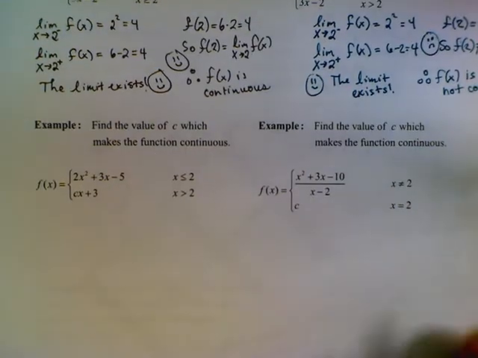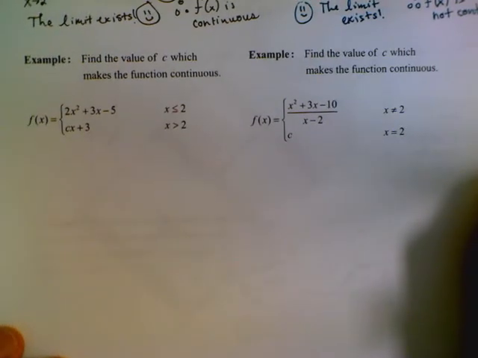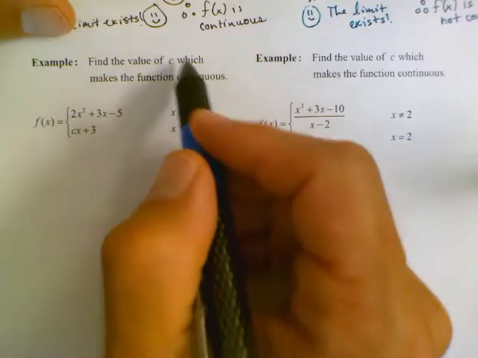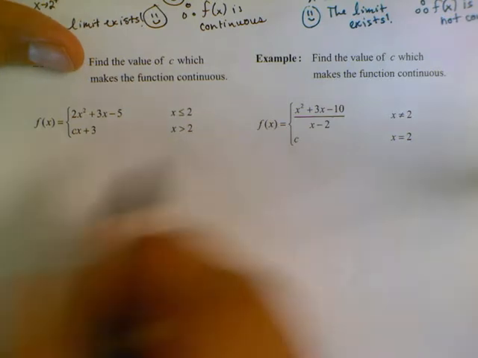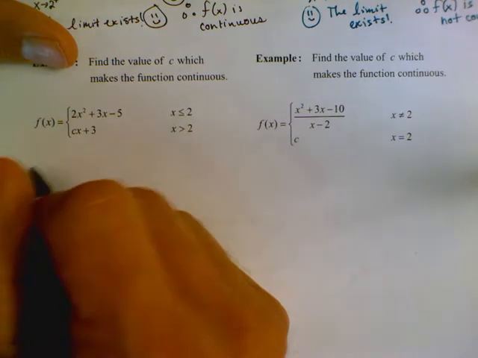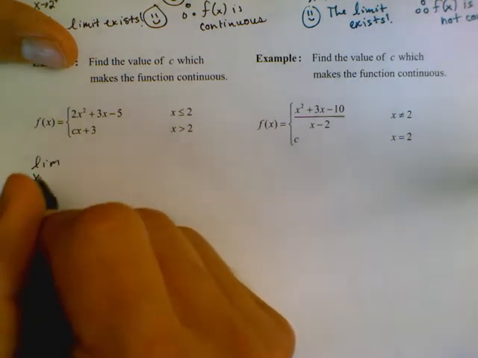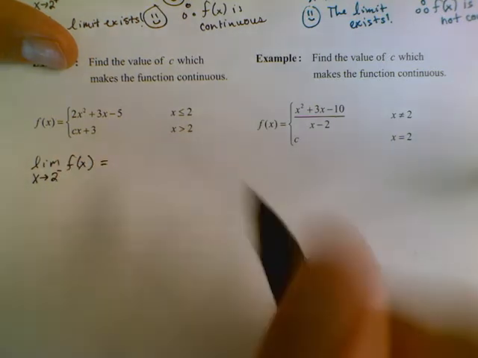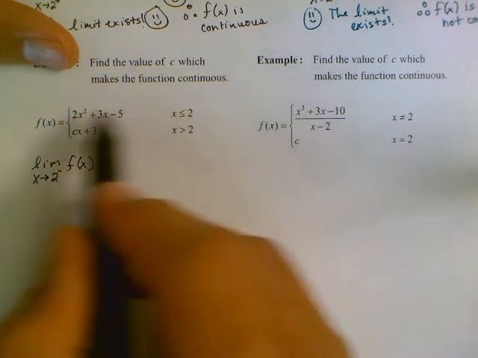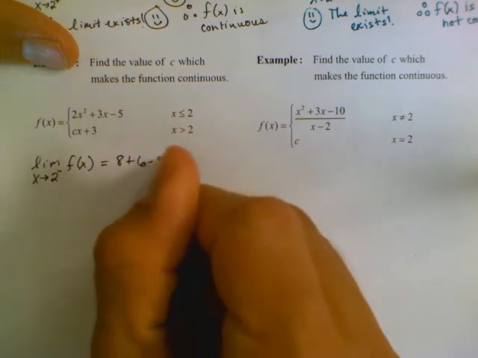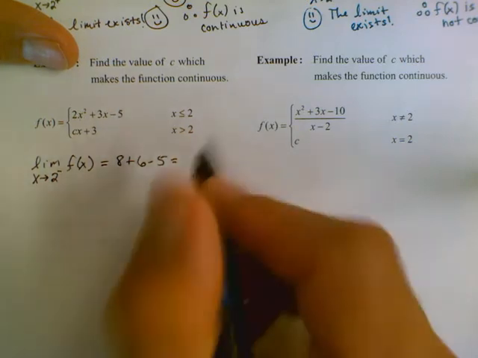Okay. On the next one, the next couple of problems, it doesn't ask us if it's continuous. It says find a value of c which makes this function continuous. Well, in this case, I'm going to start this thing off the same way. I need the limit from the left-hand side of 2 to equal the limit from the right-hand side. Well, from the left-hand side, I'm getting 8 plus 6 minus 5, 14 minus 5, or 9.